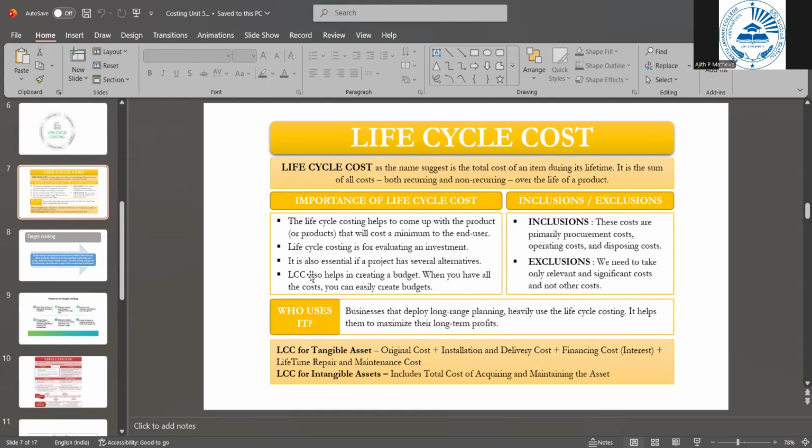Life cycle costing is for evaluating an investment. So we need to have an overall idea of how much we need to invest. It is also essential if a project has several alternatives. It also helps in creating a budget. When you have all the costs, you can easily create a budget. After calculating the life cycle cost of a particular product or an asset, the end user, the customer, and also the organization have an idea regarding how much we need to spend for the particular asset or product in its useful lifetime.